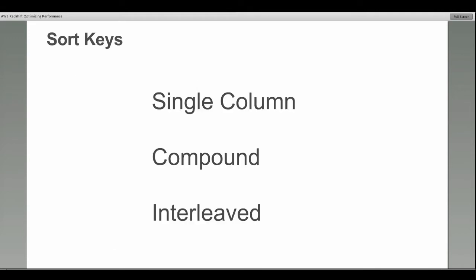So there are 3 different types of sort keys, and I'm going to walk through an example of each. Single column, compound, and interleaved, which is something we introduced earlier this year and has a significant performance benefit when you're querying for data where the query filters are going to change from user to user.